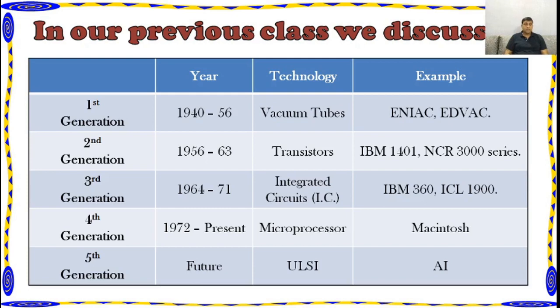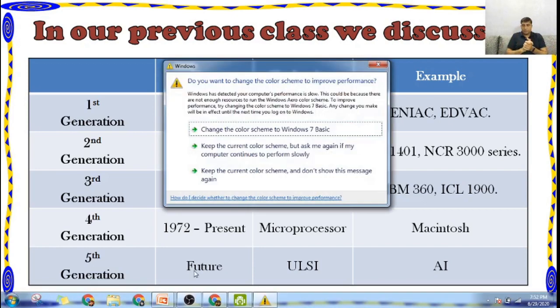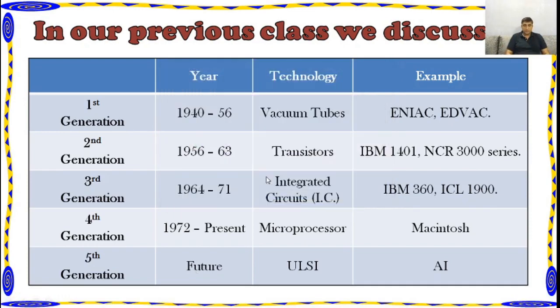Second generation computers was from 1956 to 1963. The main technology that made the difference between the first generation and the second generation was the transistors. Vacuum tubes were replaced and new technology came in. They were known as the transistors. And though there are quite a few examples out there, some of the examples are IBM 1401, NCR 3000 series, etc.